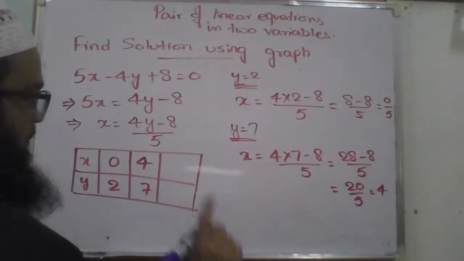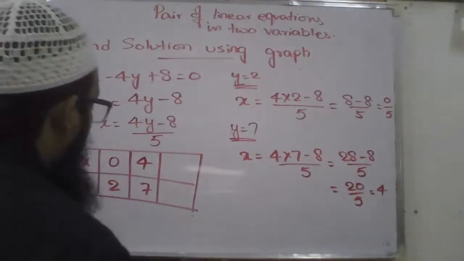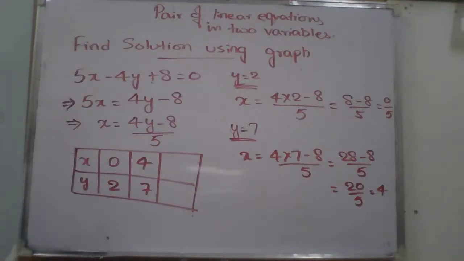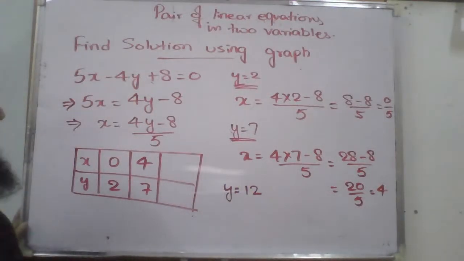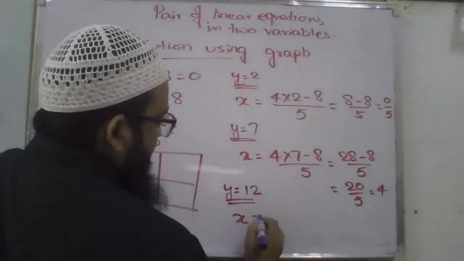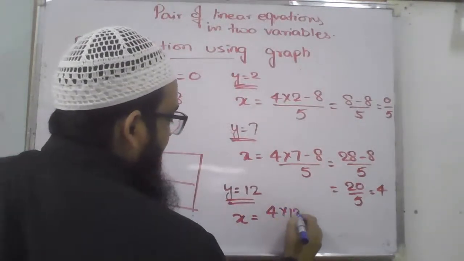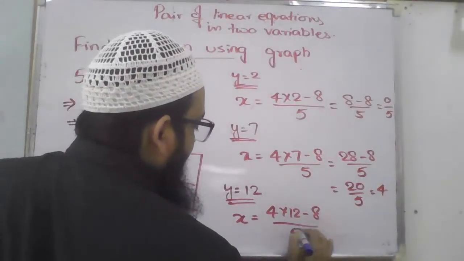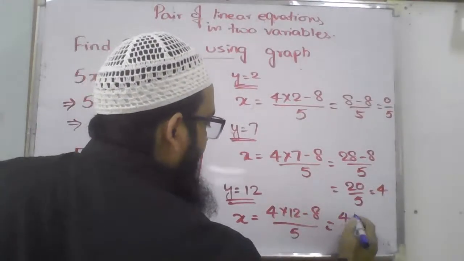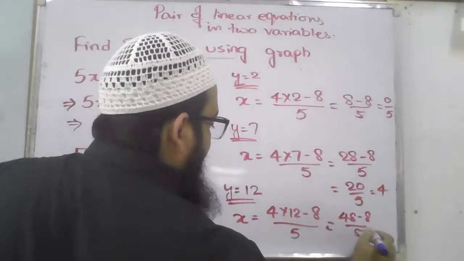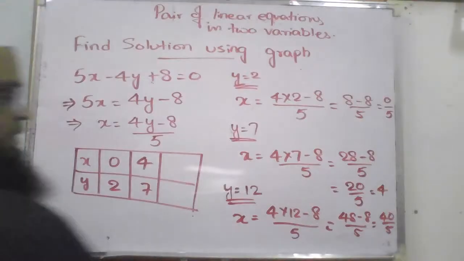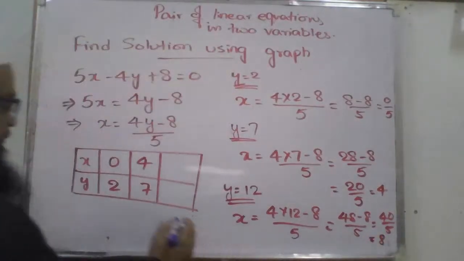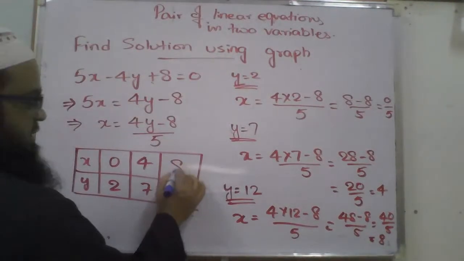Give me 1 second, my dear students. 4y, 12. 12 fours are 48, 48 minus 8 is 40. Yeah. So for example, let us take y is equal to 12. x is equal to 4 times 12 minus 8 divided by 5. So 12 fours are 48, 48 minus 8 by 5. So what is 48 minus 8 by 5? 40 by 5. What is 40 by 5? It is 8. So when y is equal to 12, x is equal to 8.